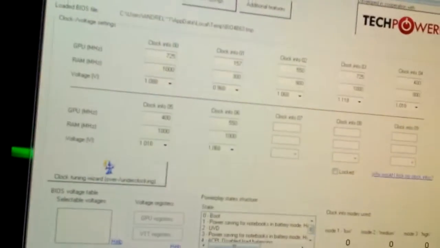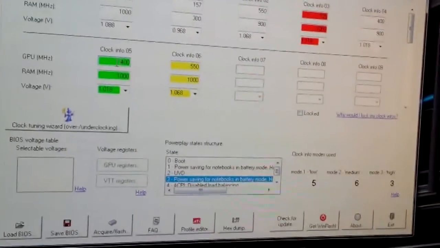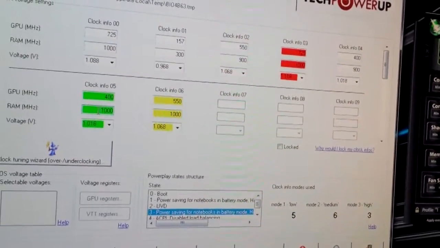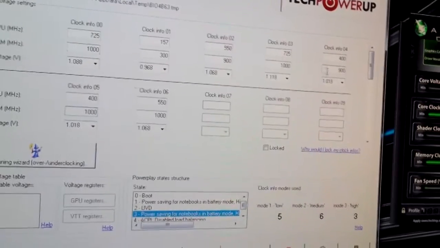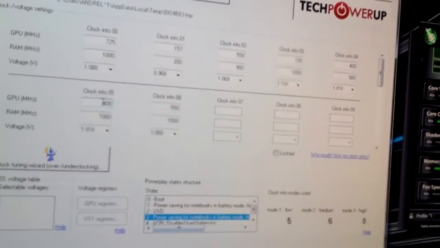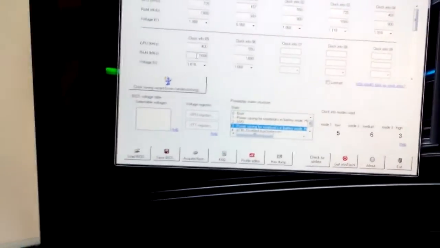Now, this 1000 over here is the 5th clock on this side, which is the low for 2D. So we're comparing the 5th clock here and the 4th. The voltage is the same, the core clock is the same. Basically, the only difference is 100 megahertz in the RAM clock. Now, the question is, is this the only problem?